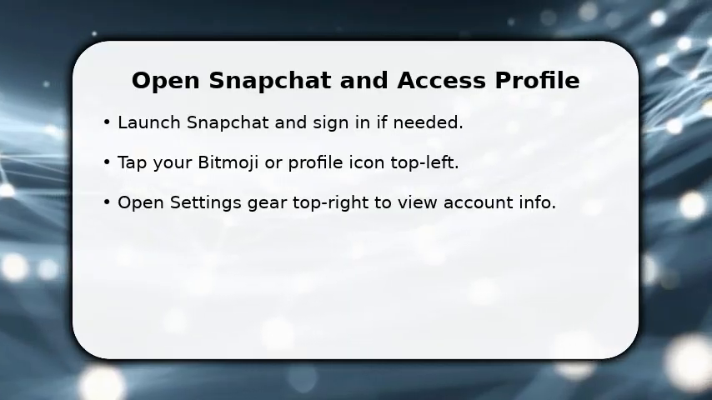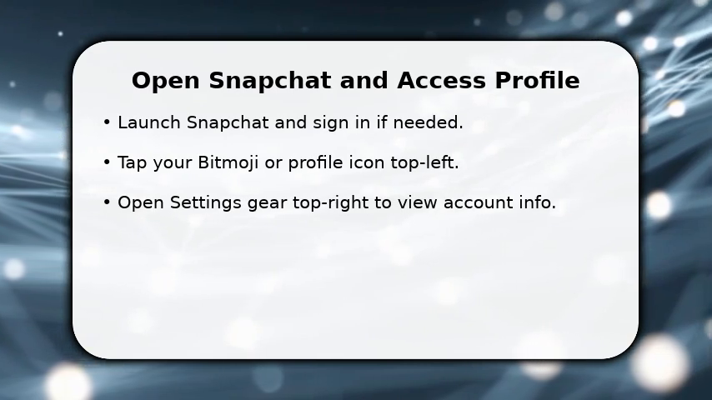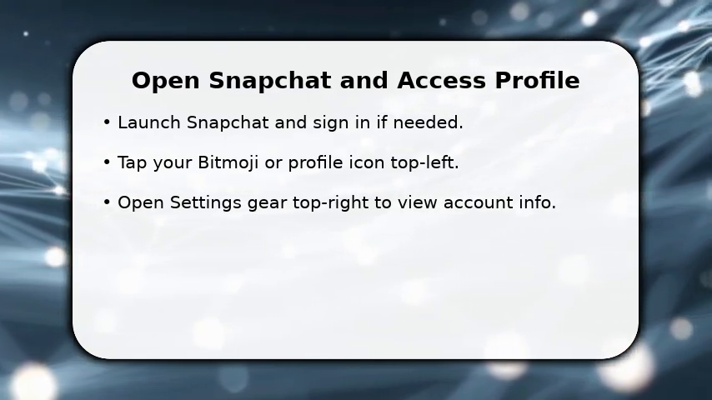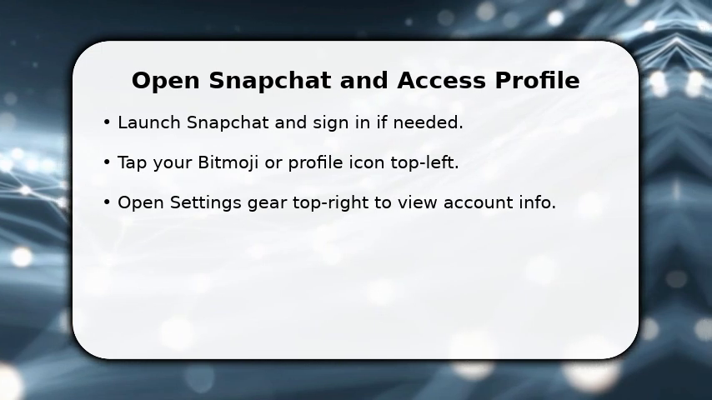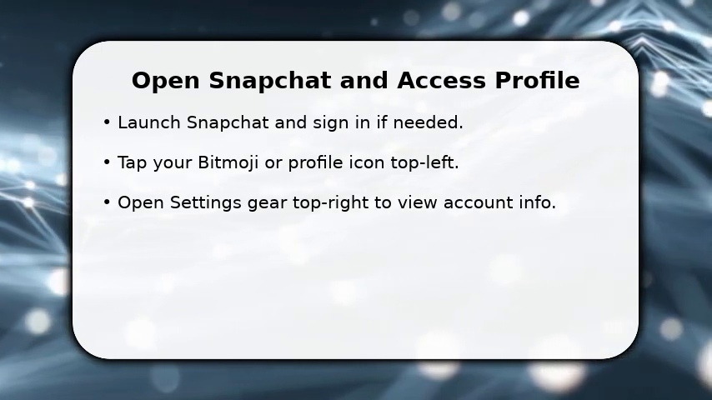You start inside the app. Open Snapchat and make sure you're logged in. Tap your Bitmoji or profile icon at the top left to reveal your profile. This gives access to friends and settings.